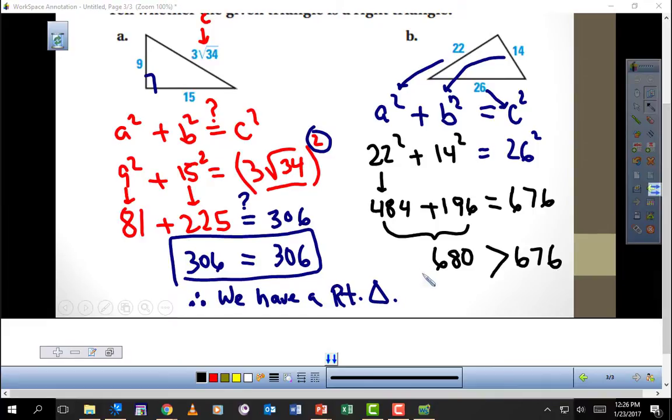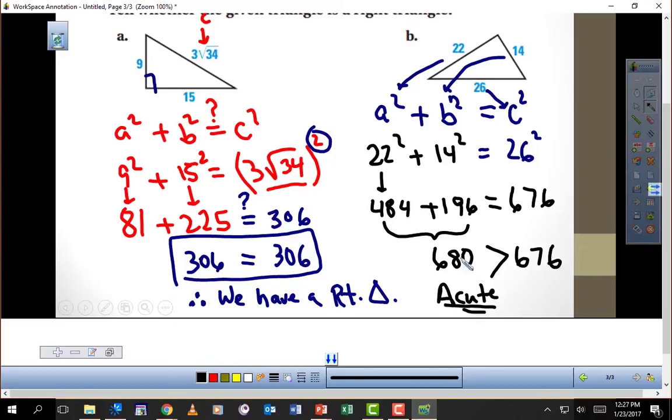Well, what kind of triangle is it then? It's not a left. No. Is it acute or is it obtuse? I think it's acute. You see? An acute triangle.